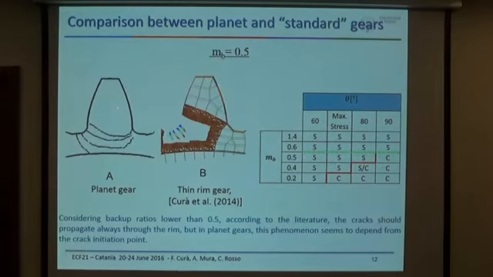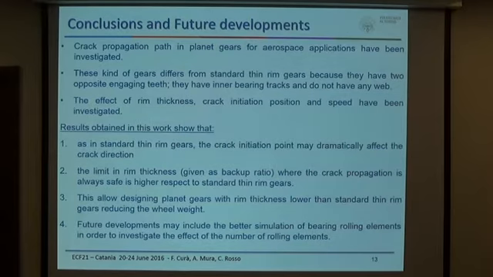Comparing the results of planet gears with standard thin ring gears, it is interesting to see that the limit where the propagation is safe is lower. This means that we can create gears with lower thickness and so lighter gears. Generally speaking, we found that as in standard thin ring gears, the crack propagation direction is influenced by the ring thickness and the crack initiation point, but the limit in backup ratio is lower than in standard thin ring gears.